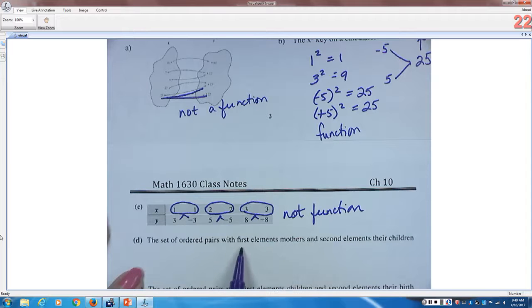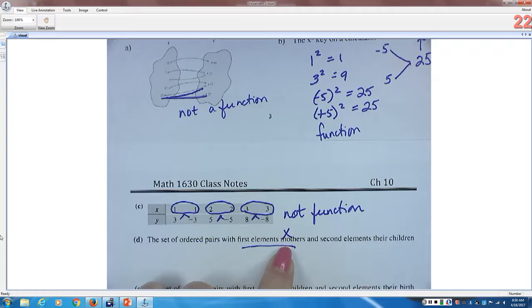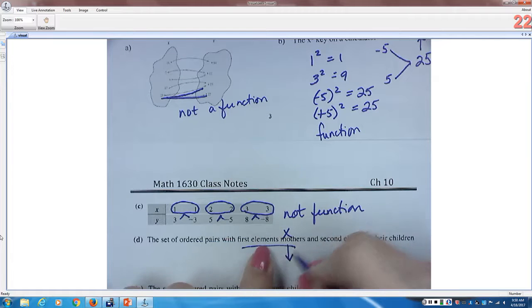Are you sure? Yes. Can a mother have more than one child? Yeah, a mother can have more than one child, but where each thing is a set of ordered pairs with birth of someone's children, depending on their birth mothers. This means this child cannot have multiple mothers. The mothers are X, okay? And for each X, can each mother have multiple values of children? And yes, one mother can be the mother of more than one child.